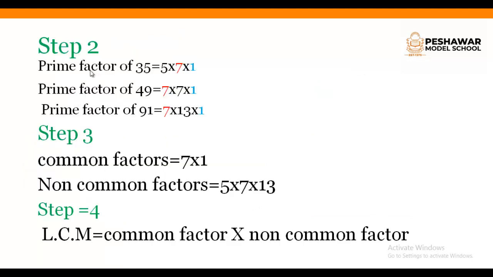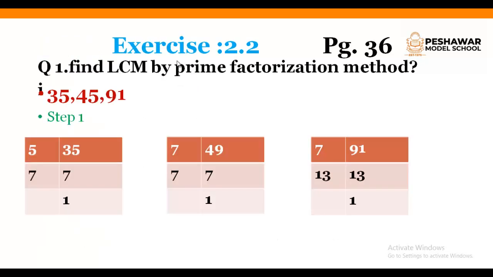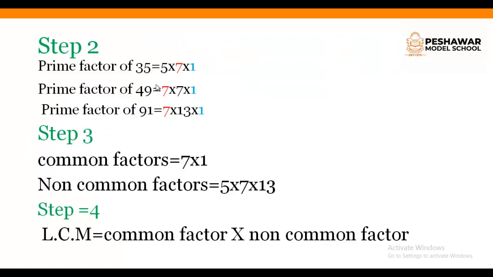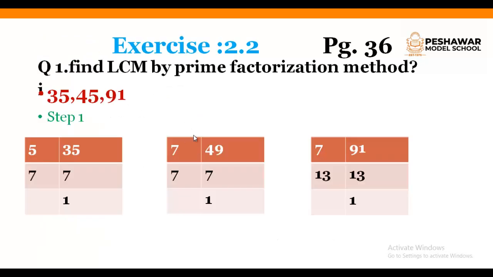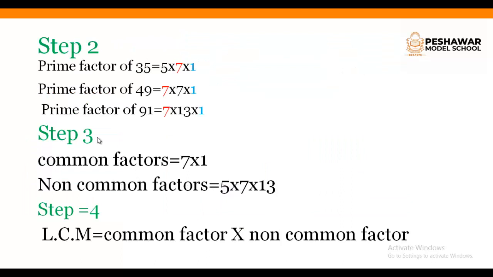Step number 2 is going to be followed now. Write the prime factors of the numbers. The very first number is 35, then prime factor of 49, prime factor of 91. Prime factors of 35: 5, 7 and 1. Look at the slide. The next is prime factor of 49, which is 7, 7 and 1 as it is. The next one, prime factor of 91, is 7, 13 and 1. Put the sign of multiplication.